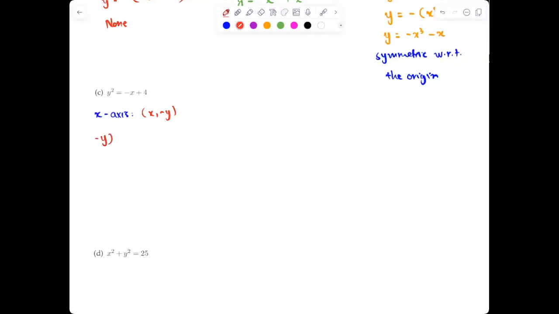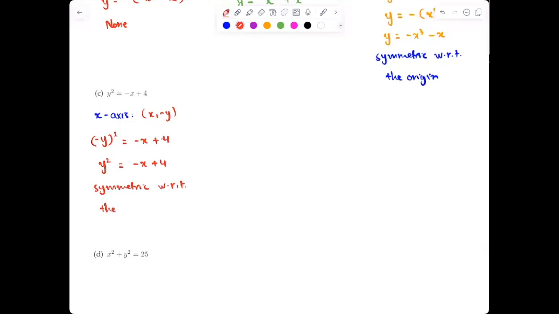So you have negative y squared equal to negative x plus 4. x is just x, the same. Now negative y raised to the second power is positive y squared, equal to negative x plus 4. And this is the same as the original equation. So you say that the graph is symmetric with respect to the x-axis.